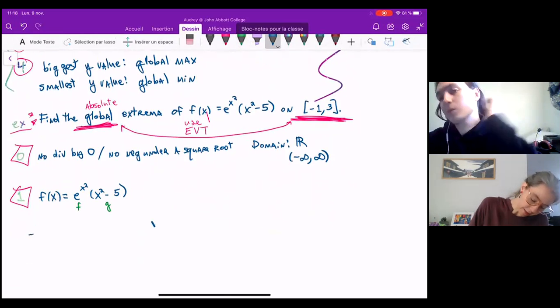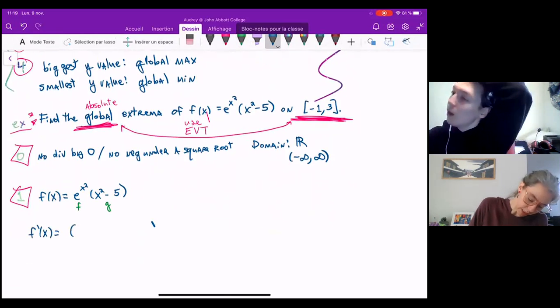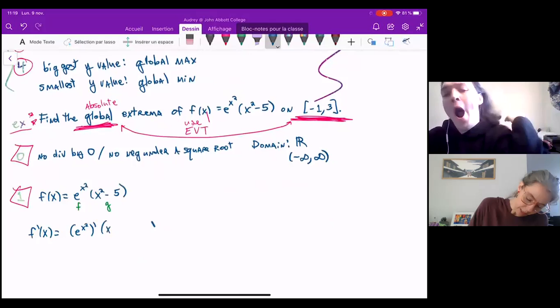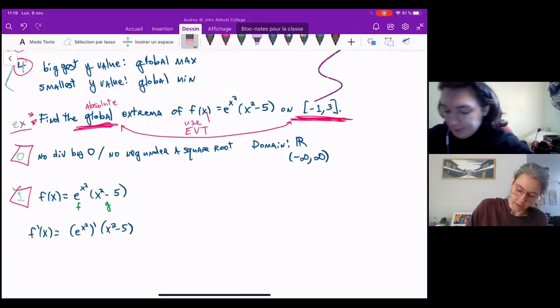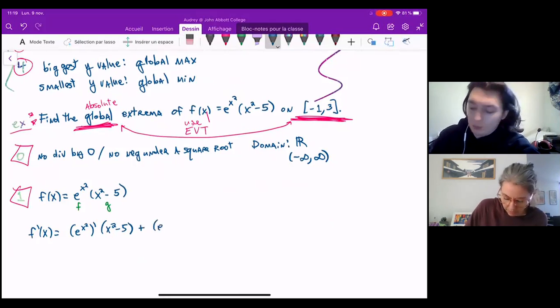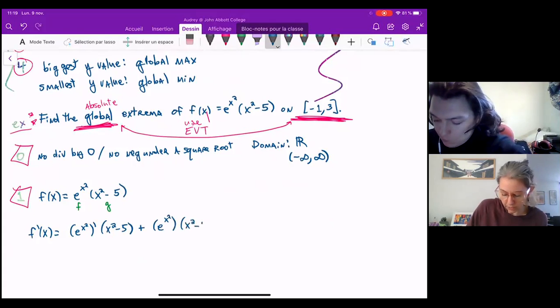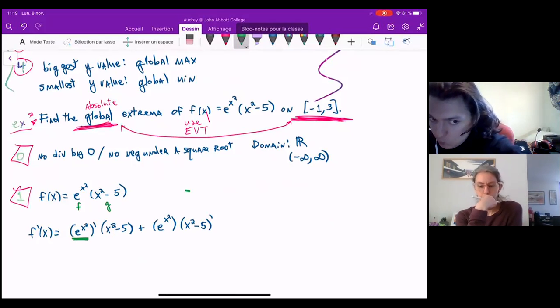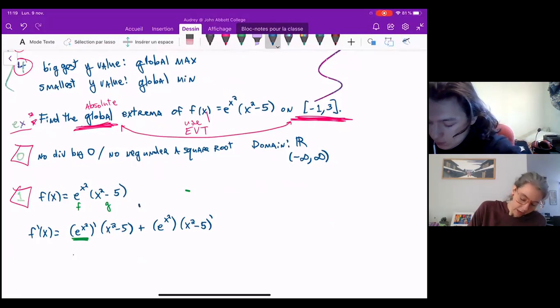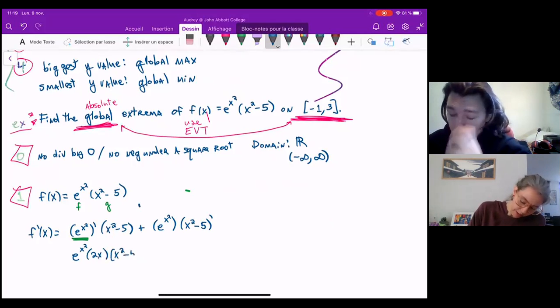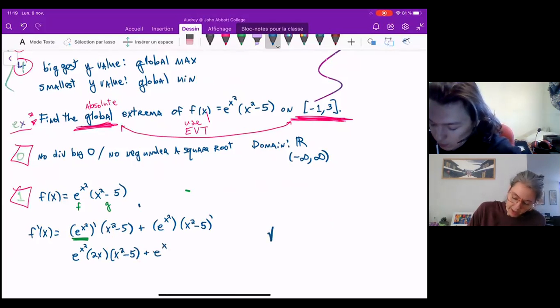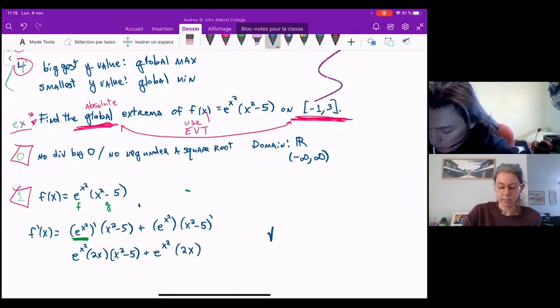So f prime of x is equal to the derivative of e to the x squared times x squared minus 5, plus e to the x squared times the derivative of x squared minus 5. What rule do I need to do the derivative of e to the x squared? You got it, Kenna. That's going to be a chain rule. So here I'm going to have e to the x squared times 2x times x squared minus 5, plus e to the x squared times 2x.